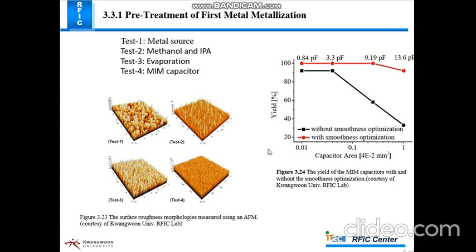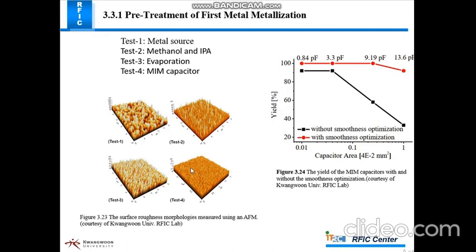So, pre-treatment of first metal metallization. Here, first one is, we can see the metal source, and after methanol and IPA surface modification, we can see the surface morphology is changed, and the surface smoothness is also increased. And when we make the test by evaporation techniques, the surface smoothness is also increased.